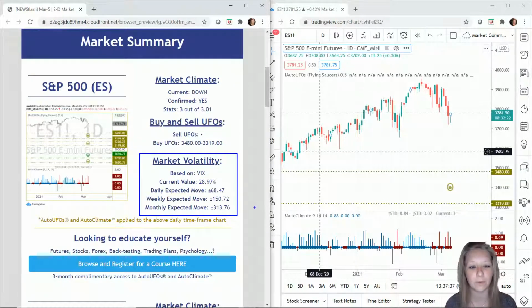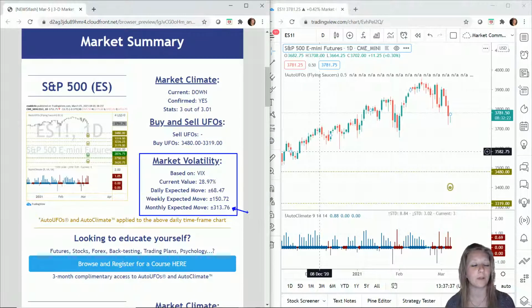When we look at market volatility, we can see that in one day, we would expect movement up or down of 68.47 points. In 1 week, we would expect movement up or down of 150.72 points. And in 1 month, we would expect movement up or down of 313.76 points. So again, it's movement up or down within these given periods of time. It's not to say it's going to exactly move that amount. It just gives us an idea of the type of movement that we're likely to expect, either up or down.